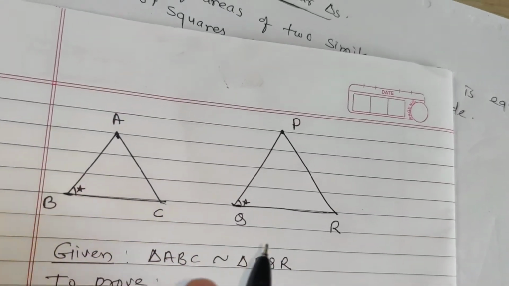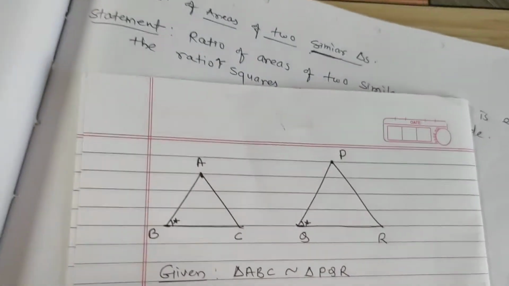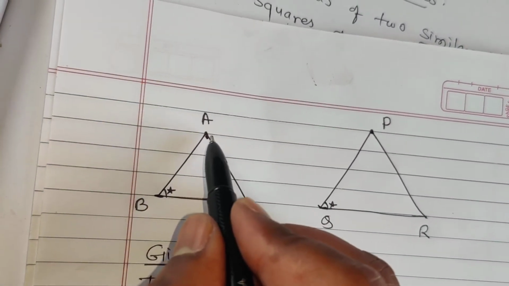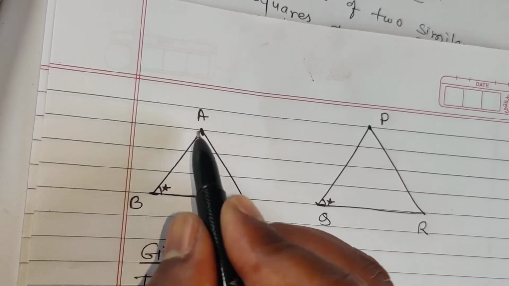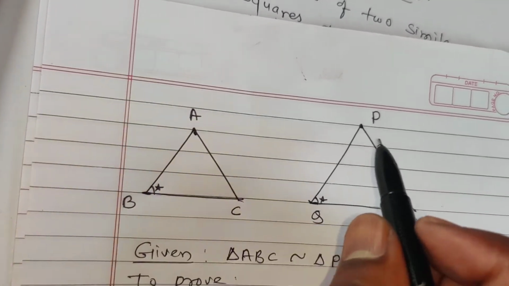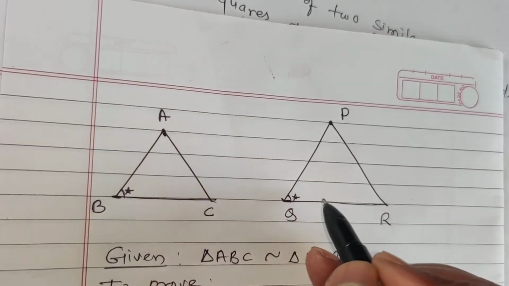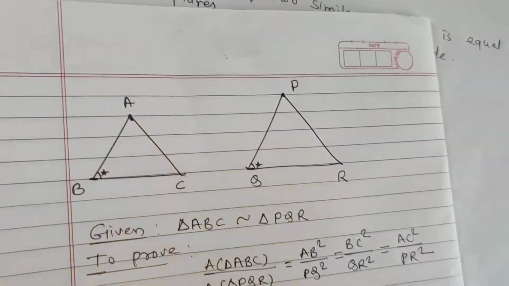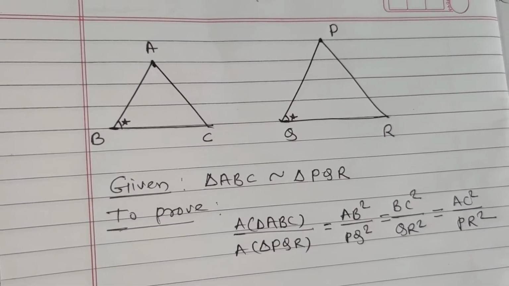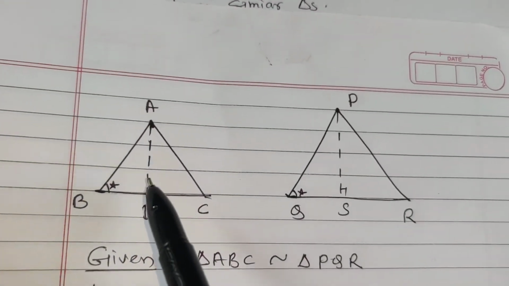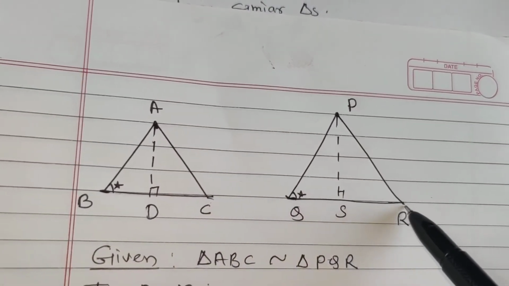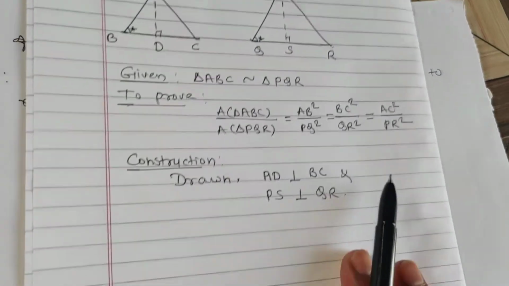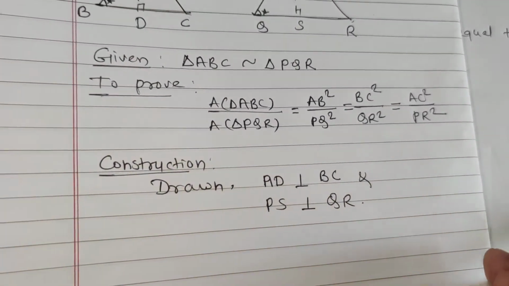To prove this theorem, we have to make some construction here. I am going to draw AD perpendicular to BC, meaning AD will be the height and BC will be the base. Similarly, in triangle PQR, PS perpendicular to QR. These dotted lines are our constructions: AD perpendicular to BC, PS perpendicular to QR. The same thing I have mentioned in the construction portion.